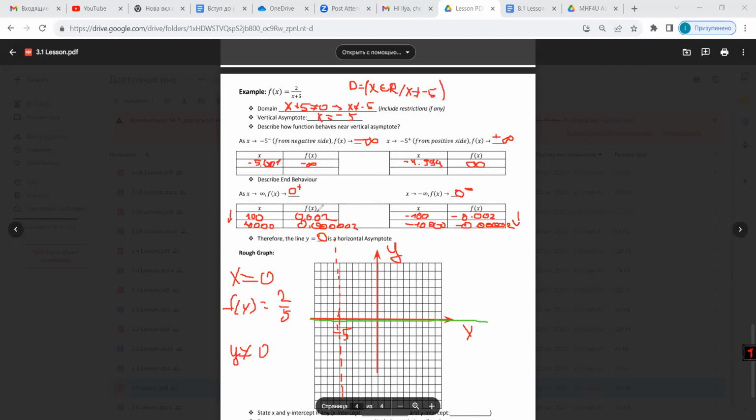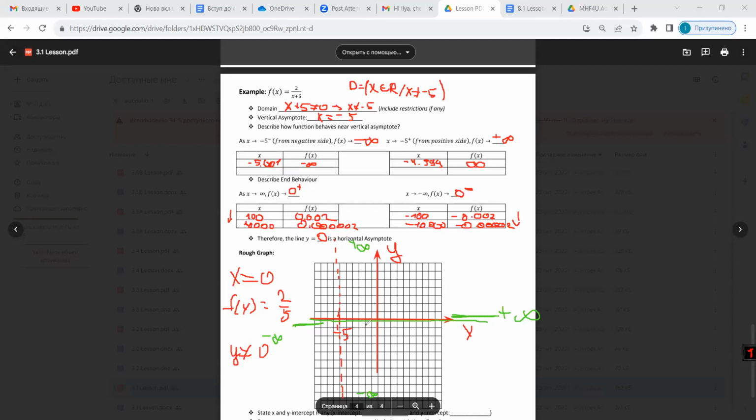We know as x approaches positive infinity here, y travels to 0 from the positive side, so from the top of the x-axis. On the other hand, from negative infinity it would approach here. Then around -5, how do we describe the behavior? From the left-hand side, negative infinity. From the right-hand side, positive infinity. So we can make a conclusion.